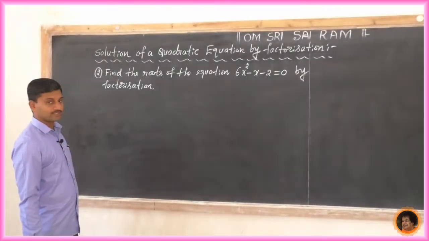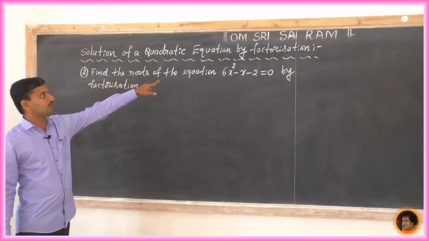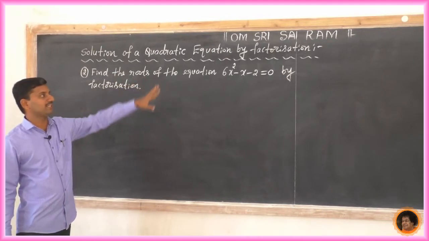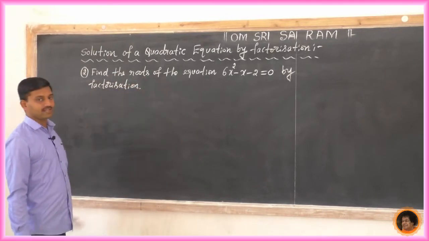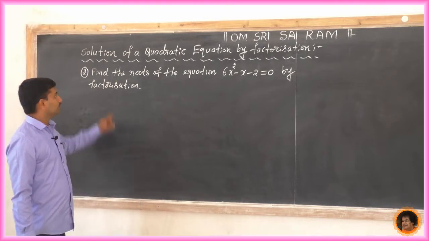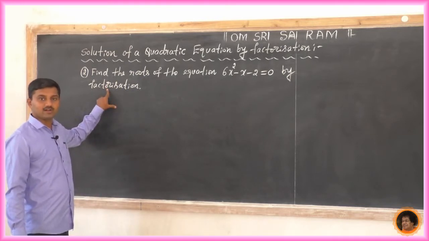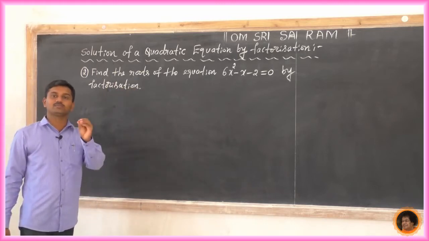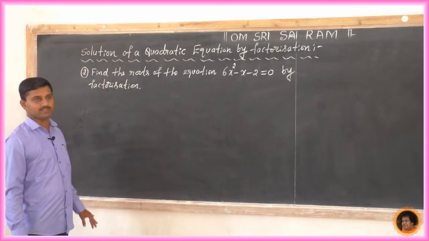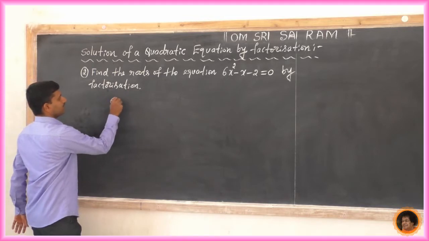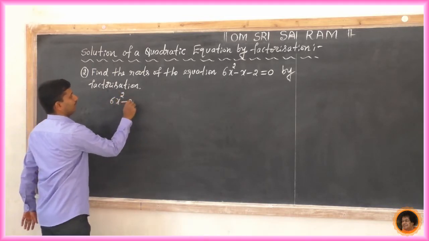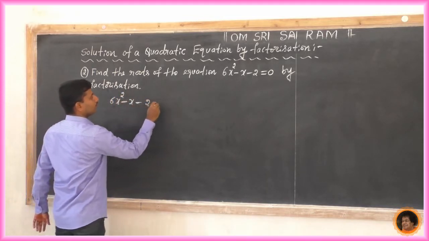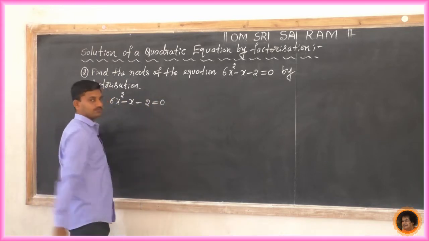So look at the next question. Find the roots of the equation 6x² − x − 2 = 0 by factorization. So here the method is the factorization method. Solve the quadratic equation, or in other words, find the roots of the quadratic equation. The given equation is 6x² − x − 2 = 0.